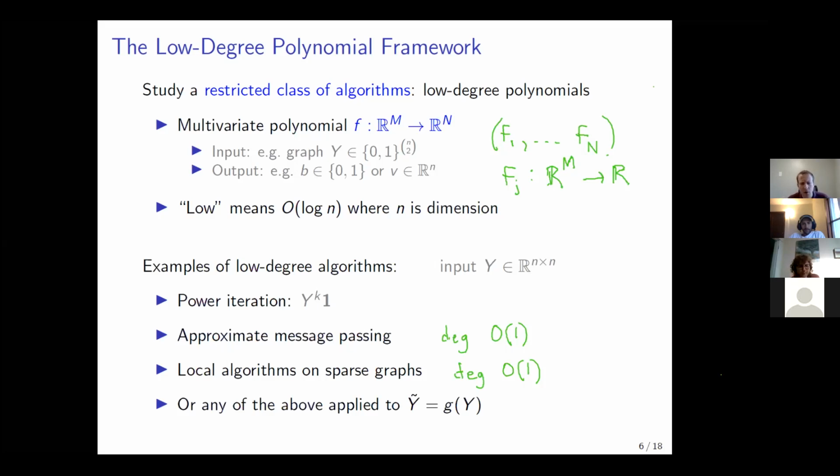Essentially, you're not just limited to these types of things. You can also do any pre-transformation you like to your data. Typically, we think of a constant degree transformation. So you take whatever data you're given, you build maybe some other matrix, and then do power iteration on that. So this captures all sorts of non-trivial spectral methods like tensor unfolding, like the non-backtracking walk matrix used in community detection, and all sorts of other things. So I hope this illustrates that this class of low-degree algorithms is fairly broad and captures a lot of the things we may want to do.